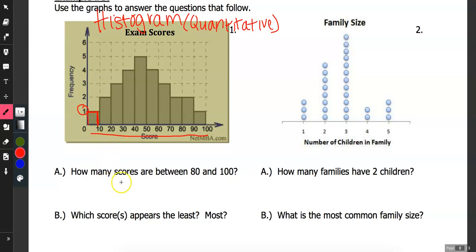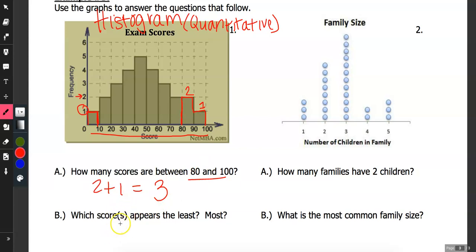So when I look at the first question, how many scores are between 80 and 100? So I find 80 to 100, that would be these two bars together. From 80 to 90, 2 people scored there, looking at the frequency. 90 to 100, only 1 person. 2 plus 1, 3 total people scored between 80 and 100.